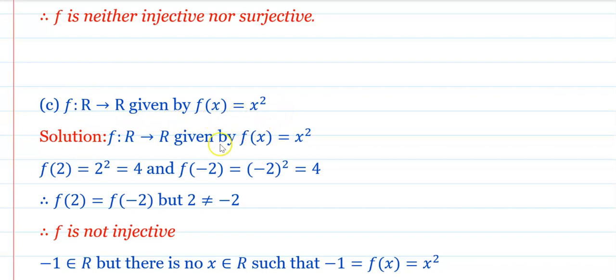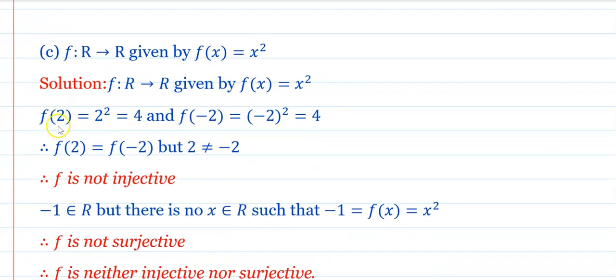Okay. पुढे बघा आता, the function f is defined from R to R, given by f of x is equal to x square. Again the same thing is here. काय? f of 2 ची इमेज means what? 2 square, that is 4. f of minus 2 ची इमेज किती? Minus 2 bracket square means what? 4.